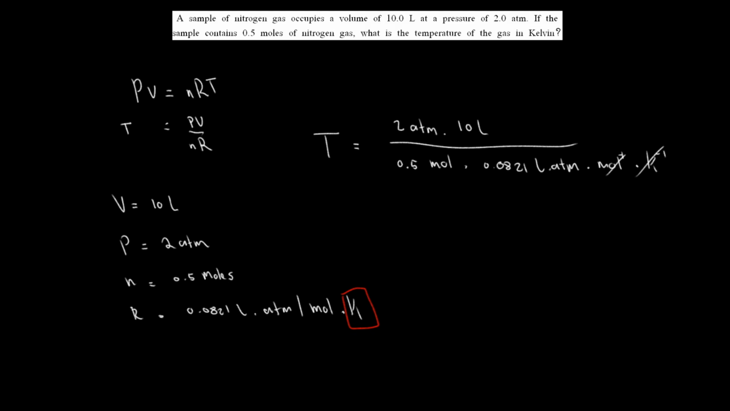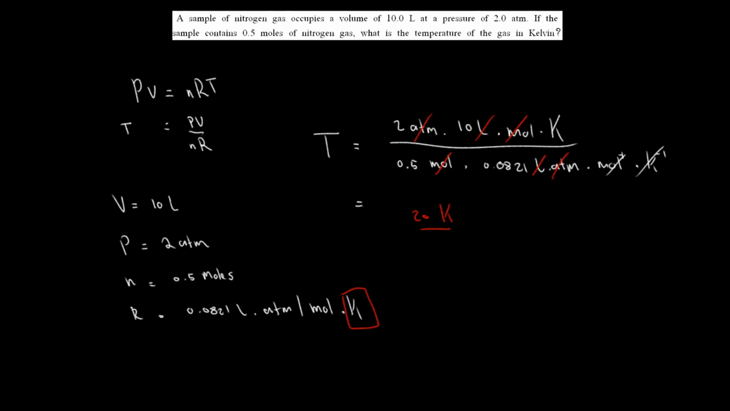I'm going to cancel these two by moving them to the numerator. Kelvin. Oh, I'm so sorry about that. So let's see. Moles cancel. My liters cancel. My atmosphere cancel. And I'm left with Kelvin. Look at that. So we have 20 Kelvin over, let me grab my Casio FX-991EX.